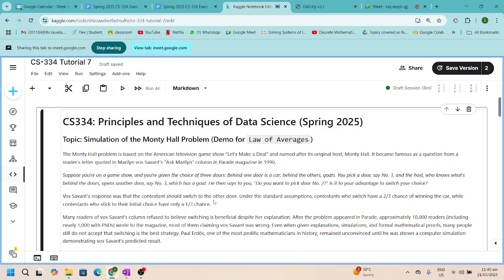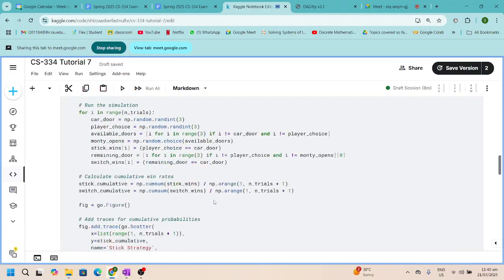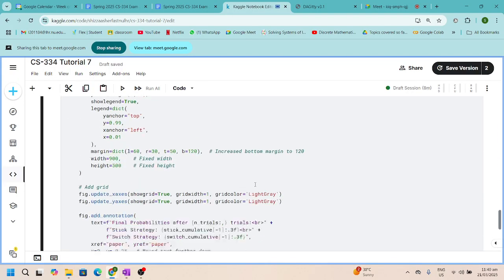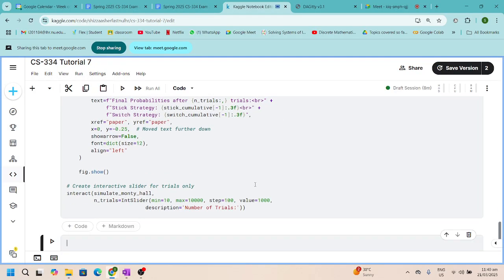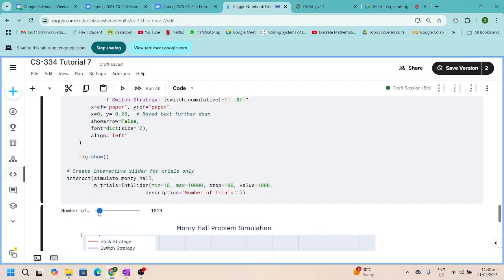But if you repeat the same thing 100 or 1,000 times, then your probability will eventually converge to 2/3 and 1/3. So I have something very interesting over here. We're not going to go over this particular piece of code.